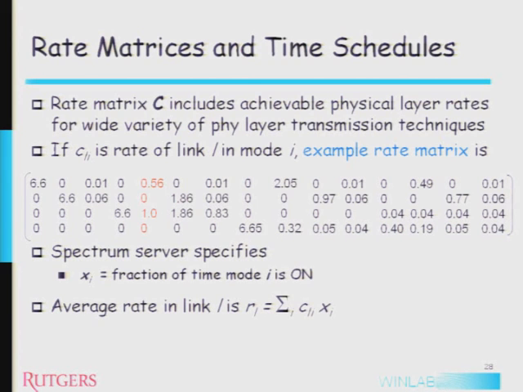It's a huge matrix, but the spectrum server knows this matrix. It's a big assumption, and it includes the achievable rates of all physical layer rates, and then the spectrum server has to give the scheduling fraction of time when the system.